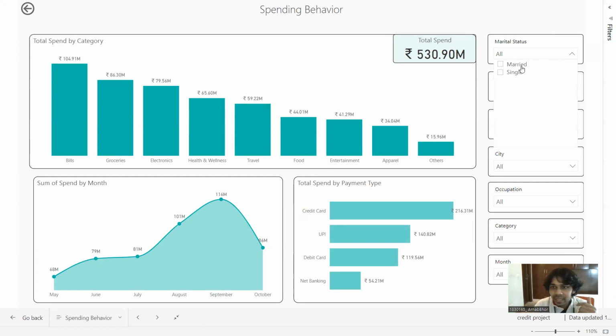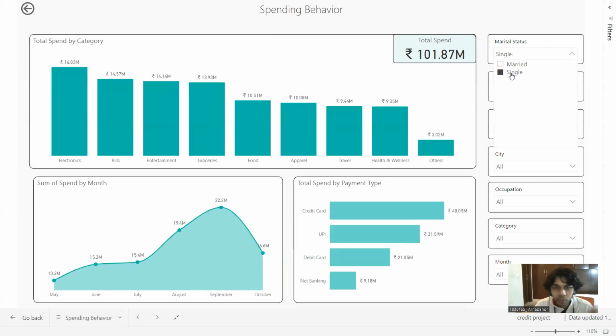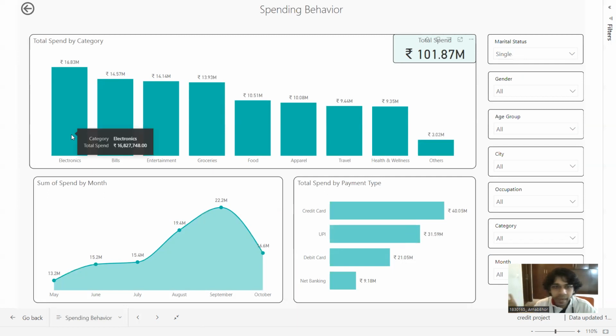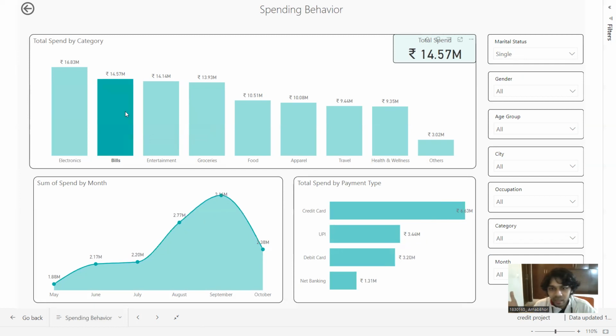So you can select whether a person is married or single, and accordingly you can see how they're spending their money. For example, one change that we see here is when we are only talking about single people, you see that the priority changes, right? Electronics is the highest spend here, bills becomes the second, and entertainment is the third priority for single people. Okay. And most of it they're paying by their credit cards only. So you can click accordingly to see how people are paying in different categories.